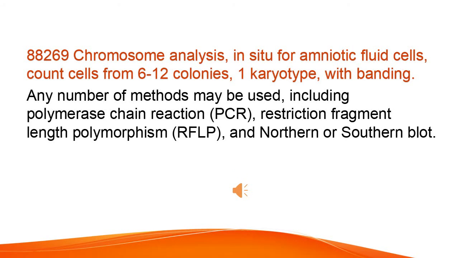Chromosome analysis, in situ for amniotic fluid cells, count cells from 6 to 12 colonies, 1 karyotype, with banding. Any number of methods may be used, including polymerase chain reaction, PCR, restriction fragment length polymorphism, RFLP, and northern or southern blot.